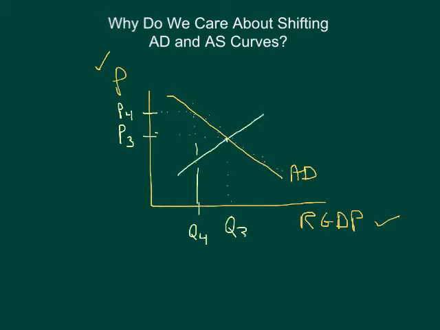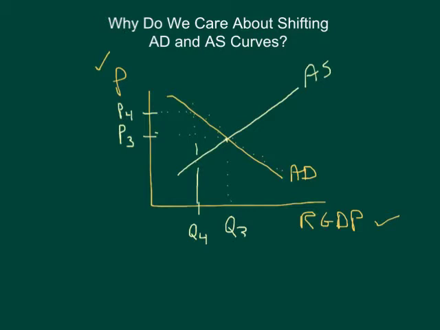The aggregate supply curve shows the relationship between businesses or firms deciding to produce more stuff or less stuff, and the price level. How does the price level influence their thinking? Okay, so that's what this graph is illustrating to start off with.